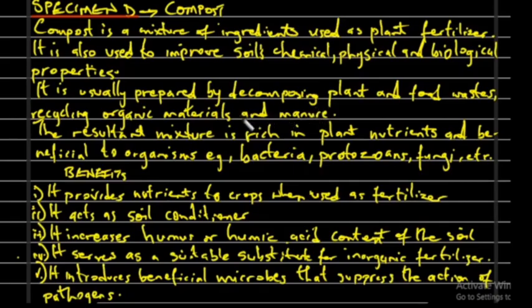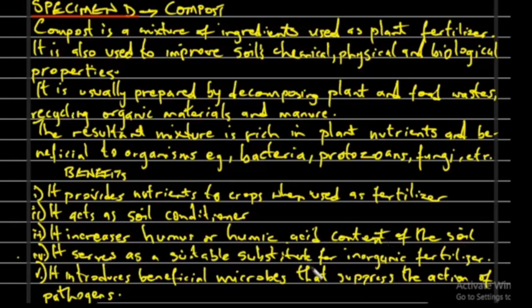It is essentially used for plants. The resultant mixture is rich in plant nutrients and beneficial to organisms like bacteria, protozoans, fungi, etc. The major benefit of the compost is that it provides nutrients to crops when used as fertilizer. It acts as a soil conditioner as well, increasing humus and humic acid content of the soil.